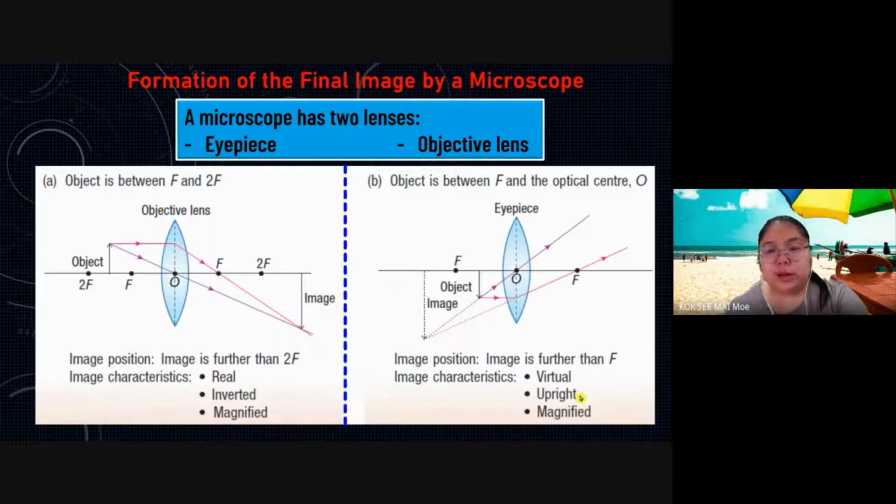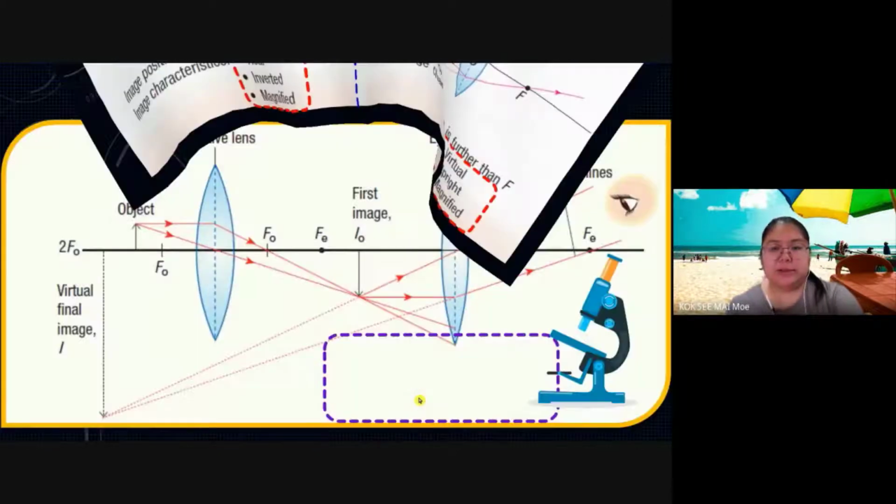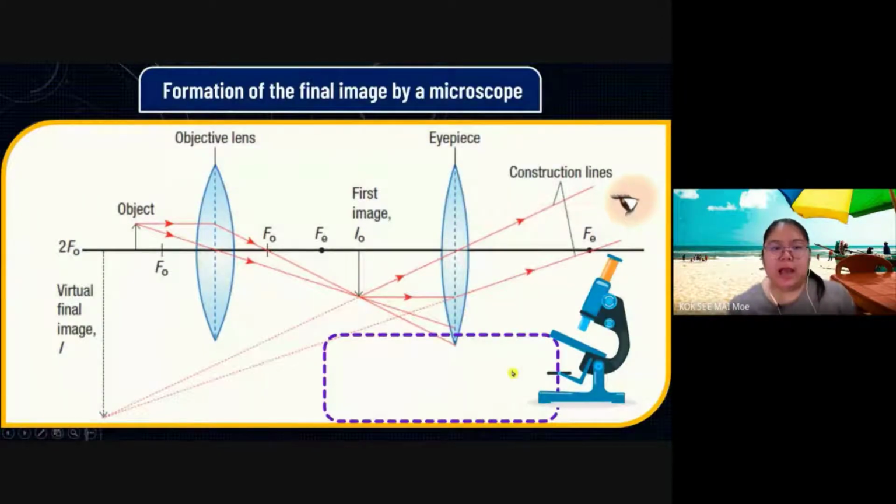Now we are going to see the overall. I need to join these two lenses together. So you remember the characteristics. When I join them together, they become like this. So just now, the first part is the objective, isn't it?